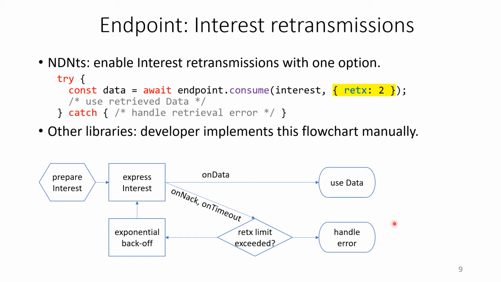In other libraries, you have to implement this flowchart manually, but in NDNTS, this is built in. You can enable interest retransmission. Here you call endpoint.consume, give it the interest. Then you just say, I want 2 retransmissions. Everything else is automatic. If within the retransmission limit, the data comes back, you can use it. Otherwise, you get an error and you do error handling.